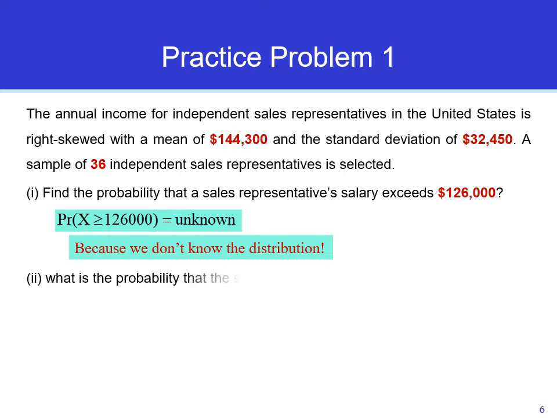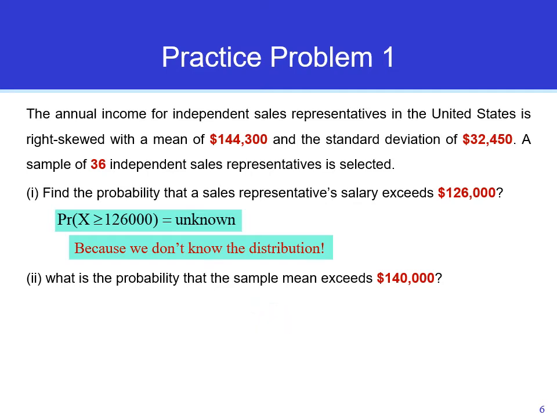Part 2. What is the probability that the sample mean would exceed $142,000? So please pause, work on this problem, and then come back to see the solution. All right, let's see the solution.